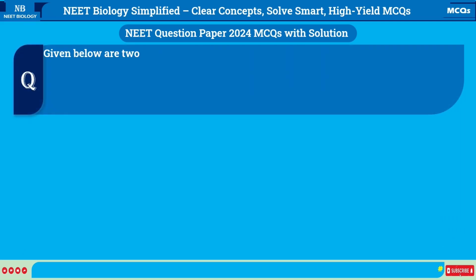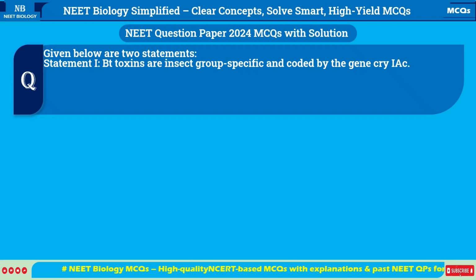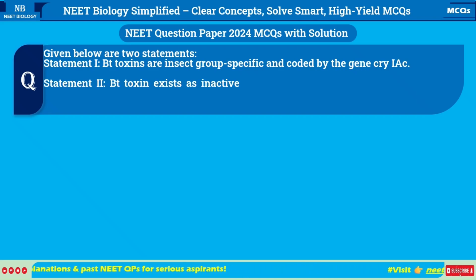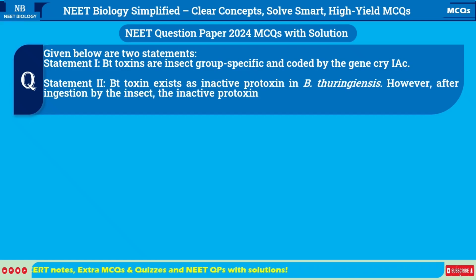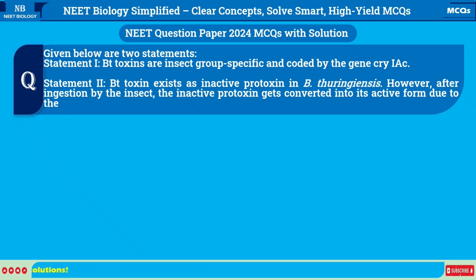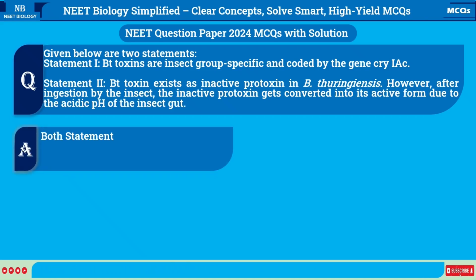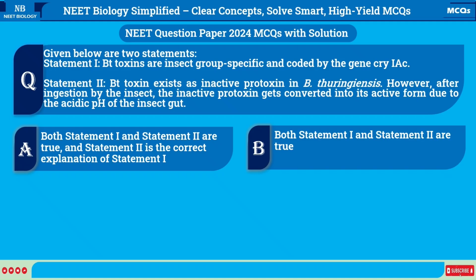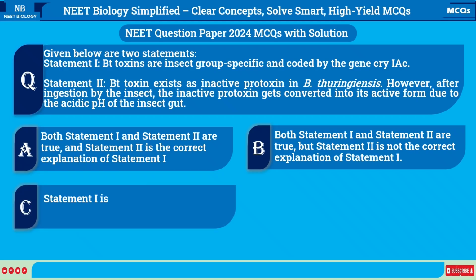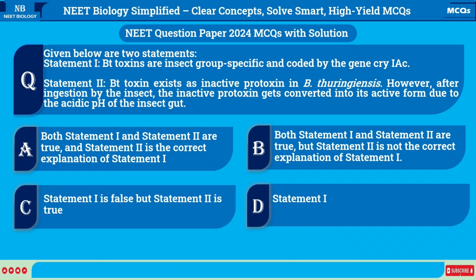Statement 1: Bt toxins are insect group specific and coded by the gene cry1Ac. Statement 2: Bt toxin exists as inactive protoxin in B. thuringiensis. However, after ingestion by the insect, the inactive protoxin gets converted into its active form due to the acidic pH of the insect gut. A. Both Statement 1 and Statement 2 are true, and Statement 2 is the correct explanation of Statement 1. B. Both are true, but Statement 2 is not the correct explanation of Statement 1. C. Statement 1 is false, but Statement 2 is true. D. Statement 1 is true, but Statement 2 is false.